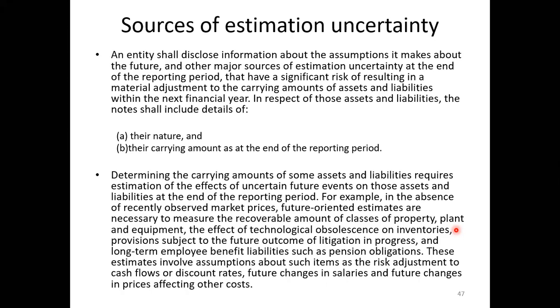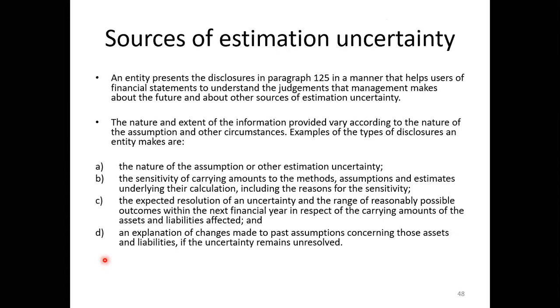So obsolescence of inventories, and provisions subject to future outcomes, such as litigation in progress. There are some court cases, and long-term employee benefit liabilities such as pension obligations. So these estimates involve assumptions about such items as the risk adjustment to cash flows or discount rates, future changes in salaries, and future changes in prices affecting other things. Source of estimation uncertainty.